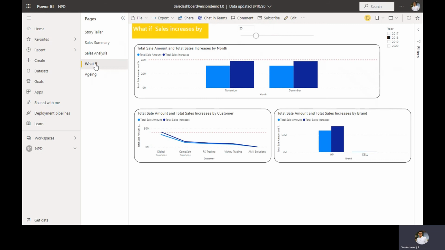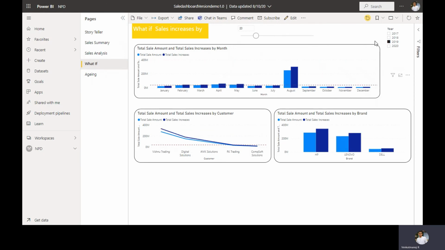We'll look into the day of a CSO. Often he needs to predict or project sales for different scenarios. By means of what-if analysis and selecting year plus percentage, he can arrive at trends which will help in decision making.